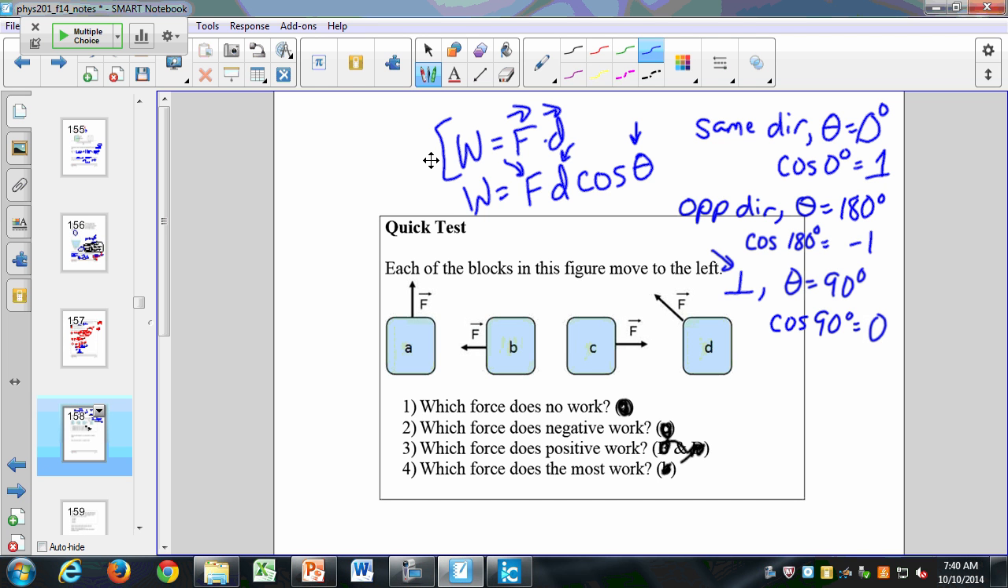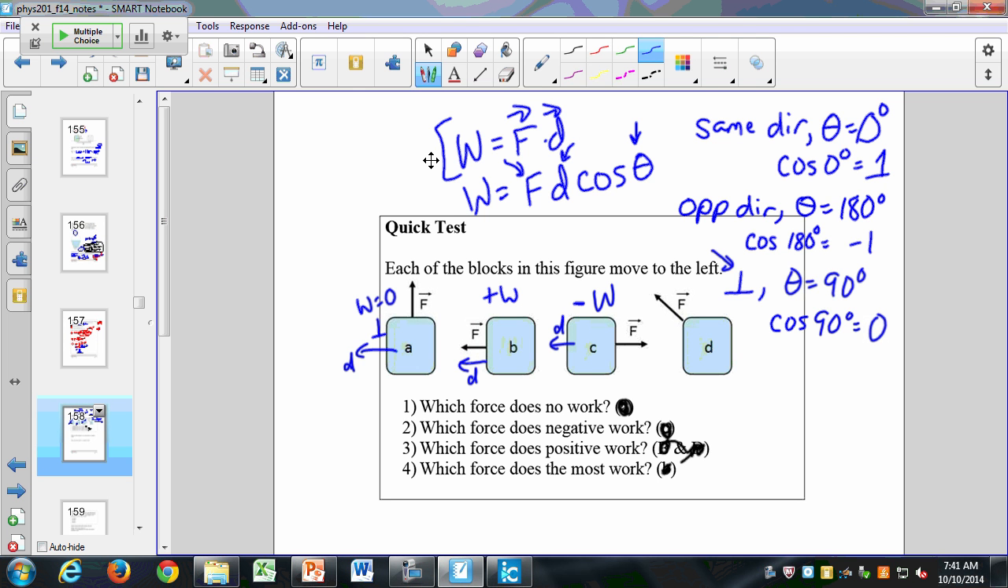Let me write this down. So C is doing negative work because the force is in that direction and the displacement is in that direction, so that's negative work. This is doing no work because the displacement and the force are perpendicular. Which force does positive work? Okay, B does positive work because the force and the displacement are both in the same direction. But I also had that this one does positive work. How is that the case?